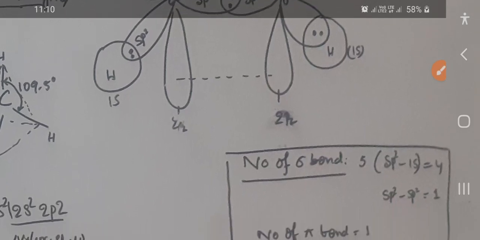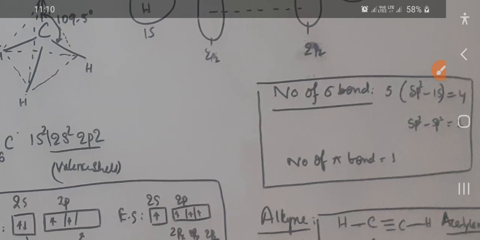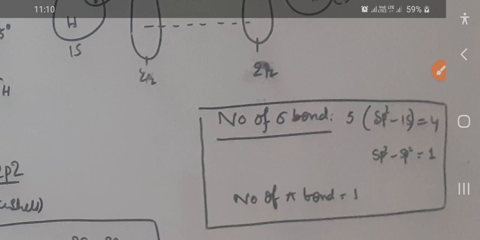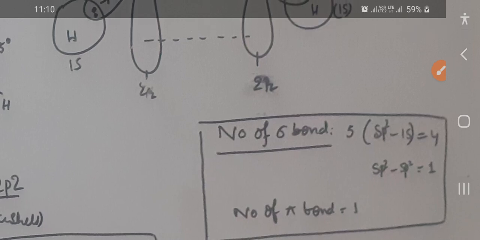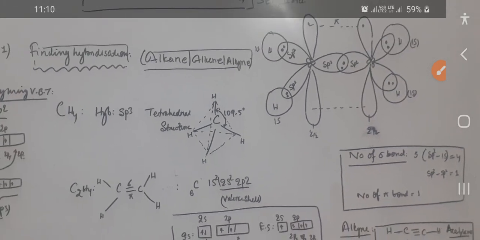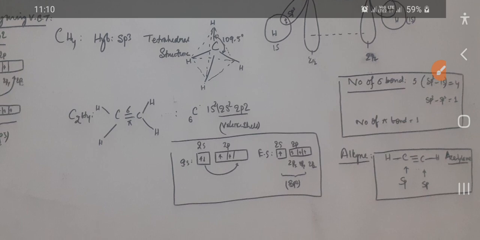Now a little bit something we can show here. Number of sigma bond. How many sigma bonds are there? There are 5 sigma bonds. The type of sigma bond is of two types: sp2-1s, which are 4 in number, and sp2-sp2, which is 1 in number, and number of pi bond is equal to 1. So in this way you can very easily find out the structure of alkyne also.